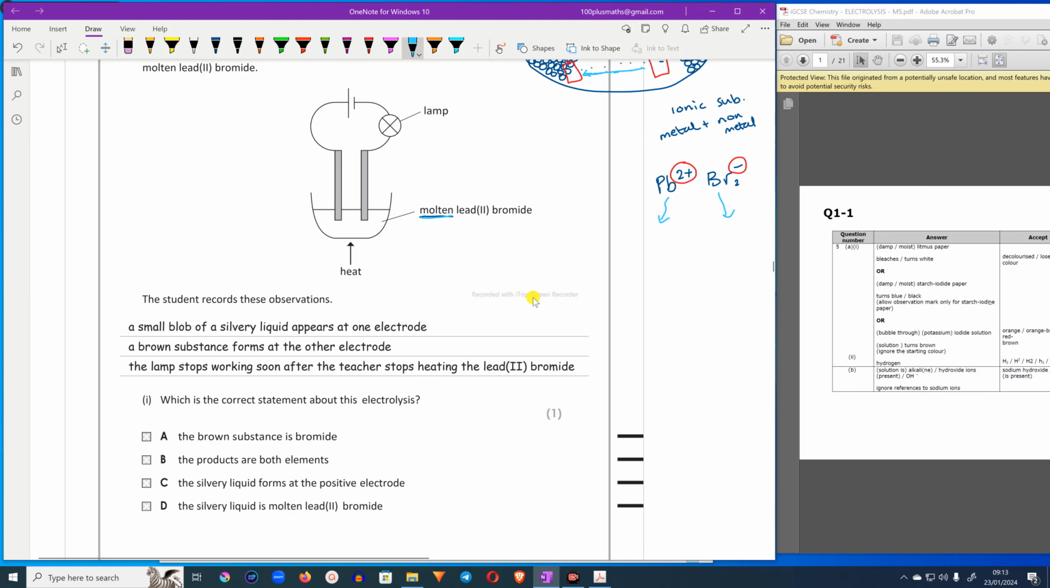So the student records the following observation. A small blob of silvery liquid, so it's most likely to be lead at one electrode. A brown substance appears on the other. Just stick to what they've given: brown substance. So that means bromine has got a brown color.